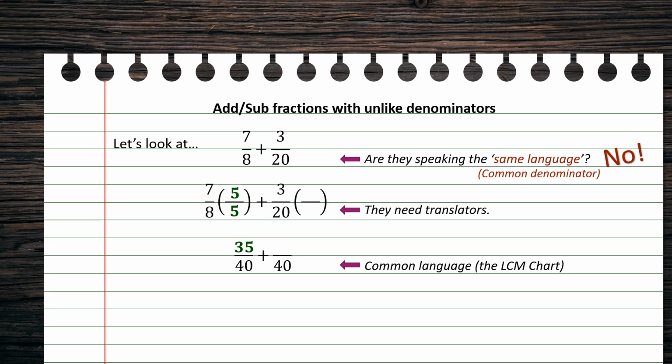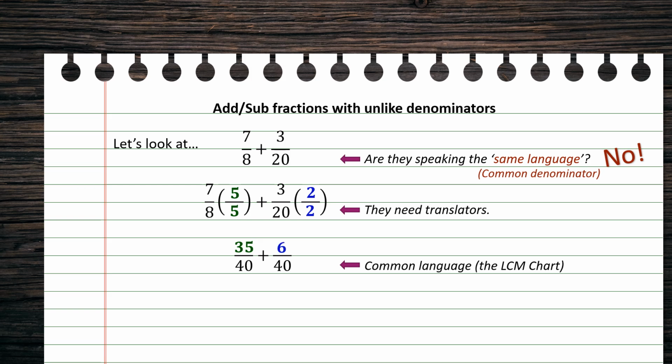Now we look at the second fraction. It currently has a denominator of 20, but we need it to be a 40. So 20 times what gives us 40? 2. Now if you multiply 2 in the bottom, you must also do it in the top. And so 3 times 2 is 6.